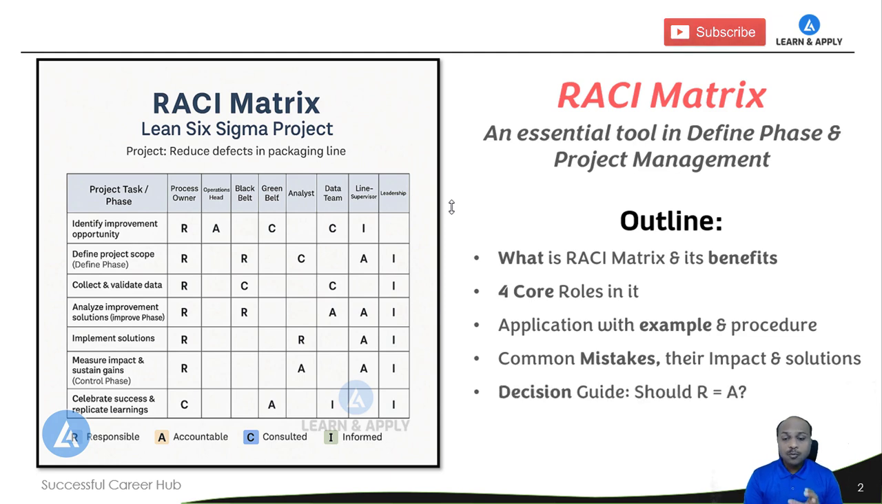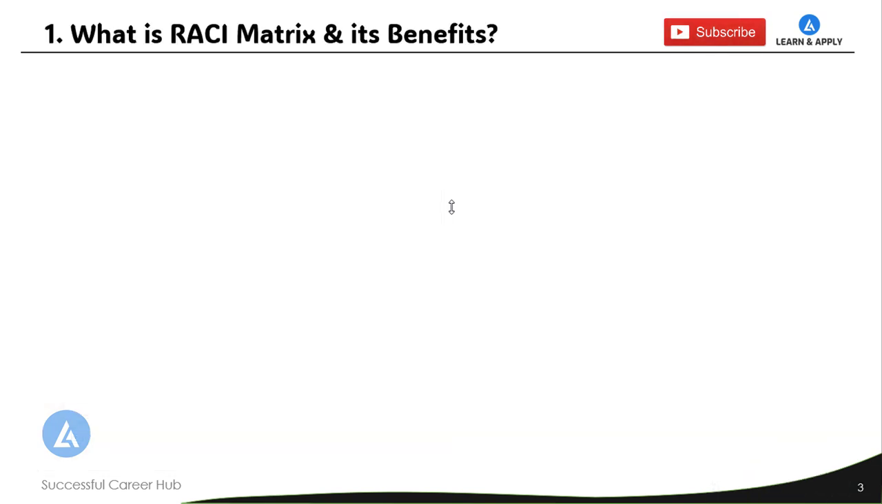We will also discuss one of the important decision guides regarding should R equal A, that is, should responsibility be equal to accountability. And at the last, we will also discuss what are the other variations of this RACI matrix. So let's begin. 1. What is RACI matrix and what are its benefits?